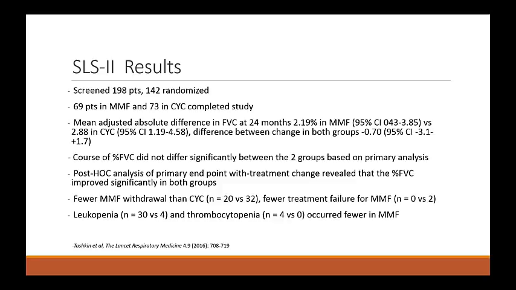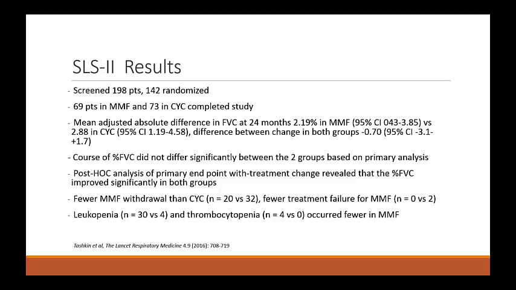But when you compared the two groups and determined that difference, which was again their primary endpoint, there was no significant difference between the two arms. However, on a post hoc analysis where they looked at each group in and of itself, they found that each arm was statistically significant for an improvement in the FVC, in addition to things like the skin score findings and their dyspnea scores.